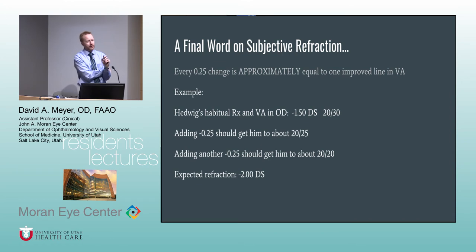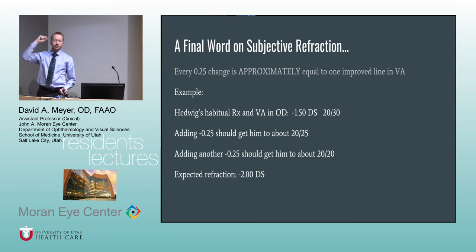So just a final word on subjective refraction, and I feel like this is extremely clinically important. Every quarter of change is approximately equal to one improved line in VA. So for example, you have a patient whose habitual Rx and VA in his right eye is a minus 1.50. He comes in with minus 1.50 glasses, and he sees 20/30 with them. Adding a quarter more minus should get him to about 20/25, and another quarter should get him to about 20/20. So when you refract him, you'll probably end up with about a minus 2. You see that every day, all the time. So roughly, for every quarter you add, it improves by about a line, give or take.